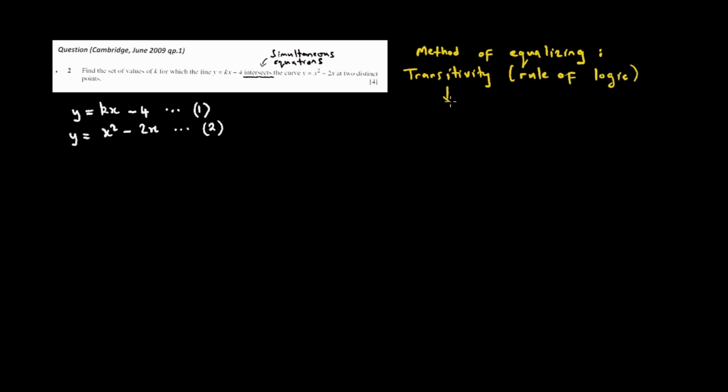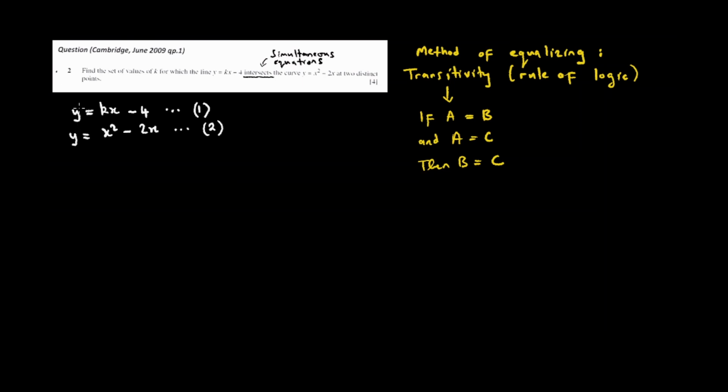What does transitivity say? Transitivity says, if A is equal to B and A is equal to C, then B is equal to C. We are talking about this law of logic, this rule of logic, transitivity. If A is equal to B and A is equal to C, since both B and C equal A, it means B is equal to C. So that is the same thing we apply here.